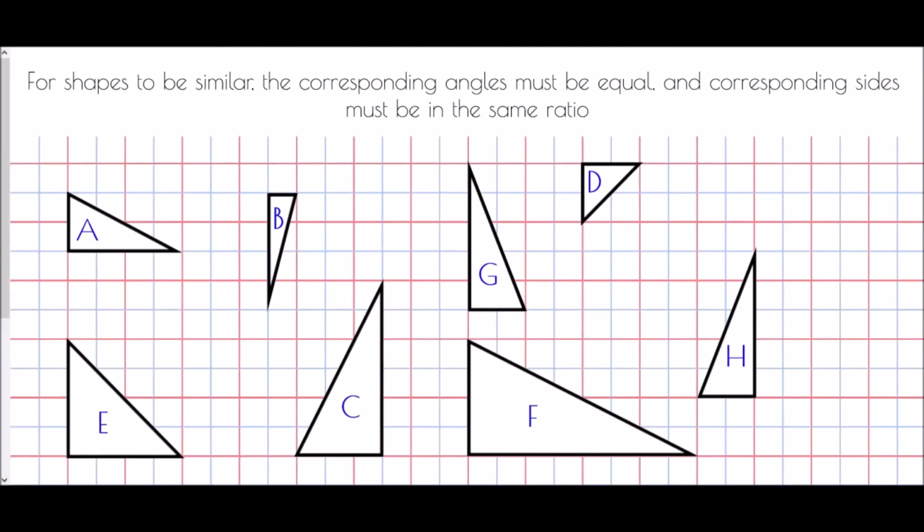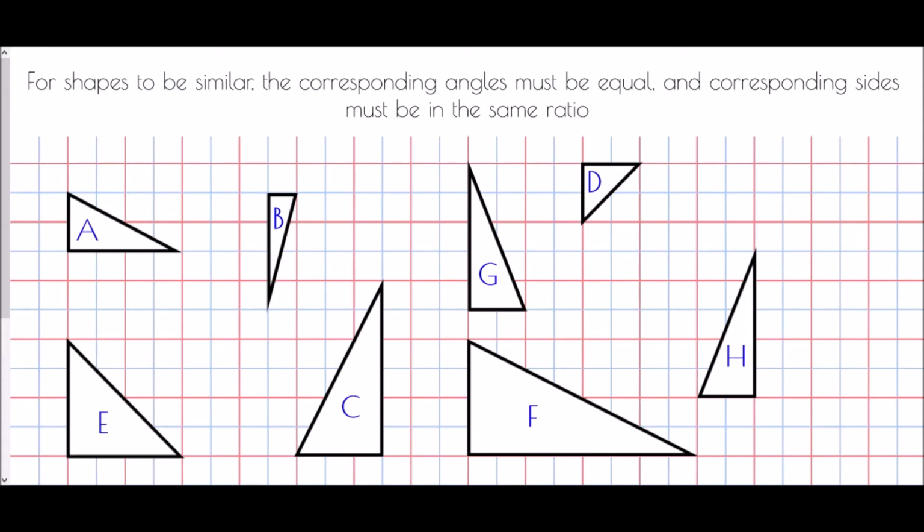So just to begin with, a quick definition. For shapes to be similar, the corresponding angles must be equal and the corresponding sides must be in the same ratio. Basically what this means is the shape must just be an enlargement where all of the sides have increased by the same scale factor and all of the angles have remained exactly the same size.